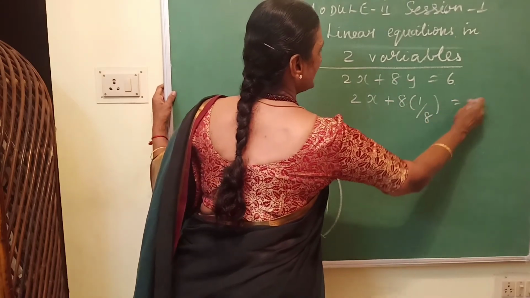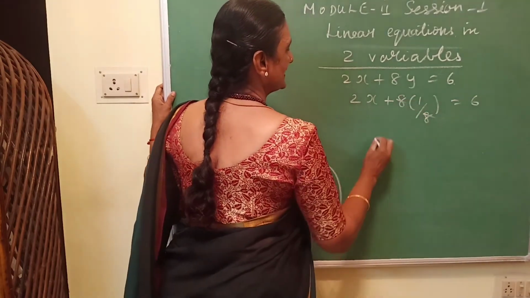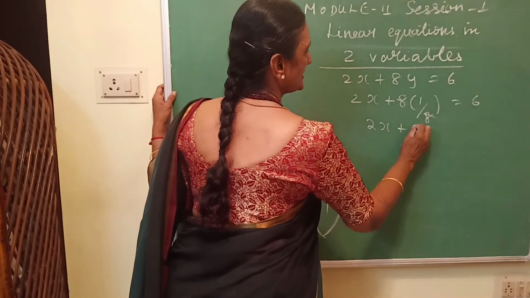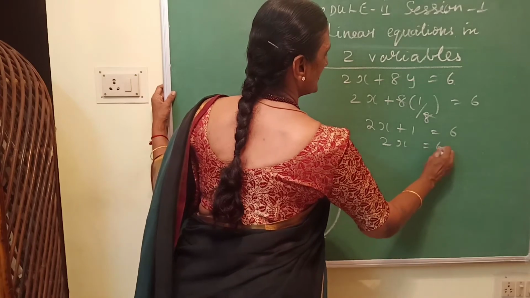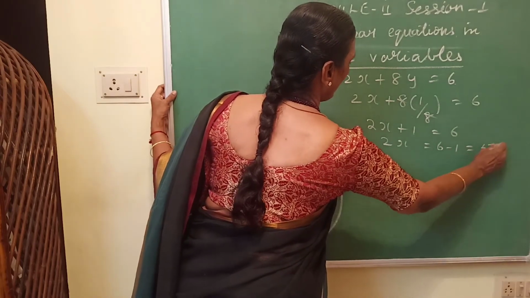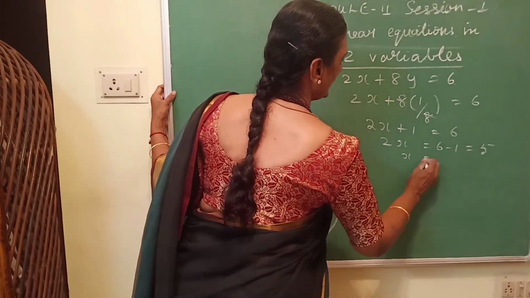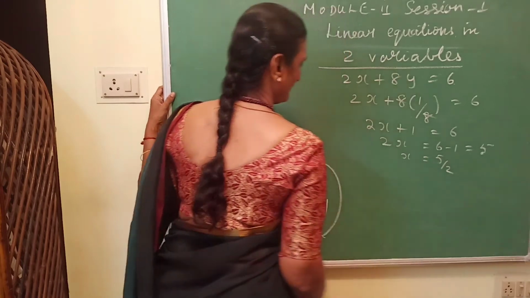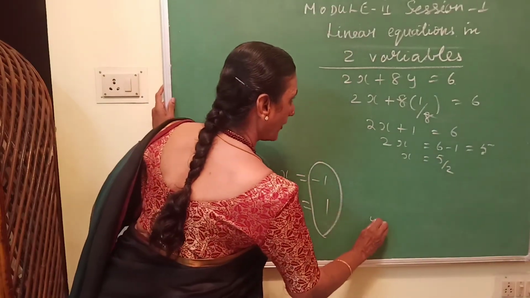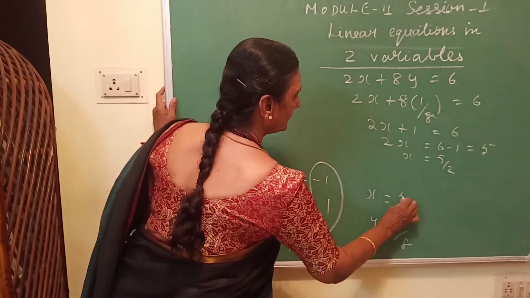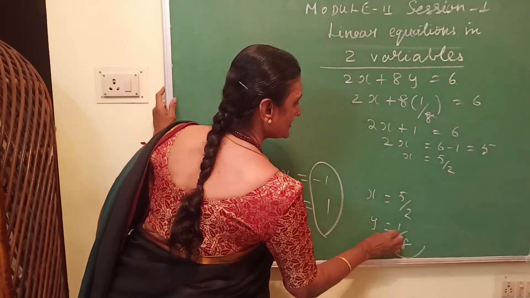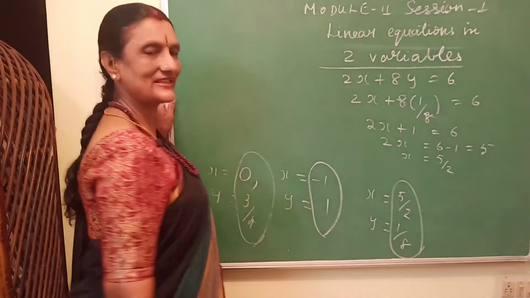So, 2x plus 8 into 1 by 8 you suggested. I'll go by that. So, 8 and 8 cancels. We will get 2x plus 1 is equal to 6. 2x is equal to 6 minus 1 equal to 5. So, x is equal to 5 by 2. That is, when y is equal to 1 by 8, x gets a value 5 by 2. So, this is one set.